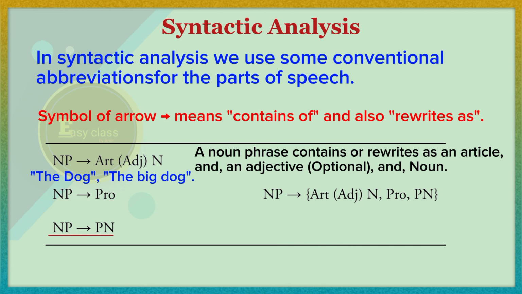Using the abbreviations PRO for pronoun and PN for proper noun, we can write 3 separate rules, as shown on the left, but it is more of a shortcut to write one rule, on the right, using curly brackets.